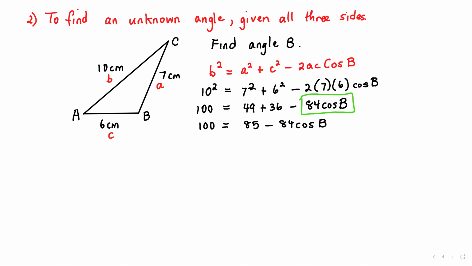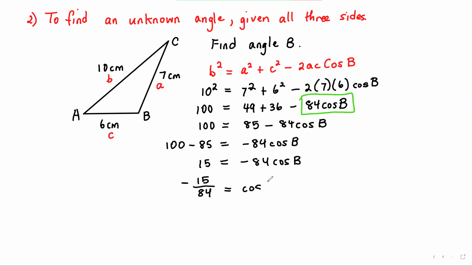All right, so then I'm going to move 85 to the other side. So this will be 100, because remember I'm making cos of B the subject. So 100 minus 85 is equal to negative 84 cos of B. And therefore 100 take away 85 is 15. 15 is equal to minus 84 cos of B. And then, just like with regular algebra, you'll have to divide throughout by this minus 84 to get cos of B by itself. So this will be minus 15 over 84 is equal to cos of B.